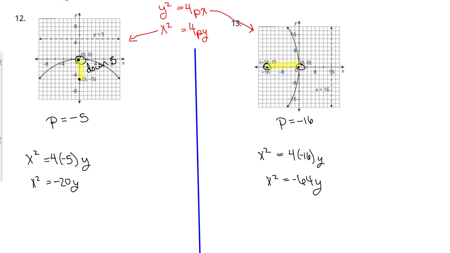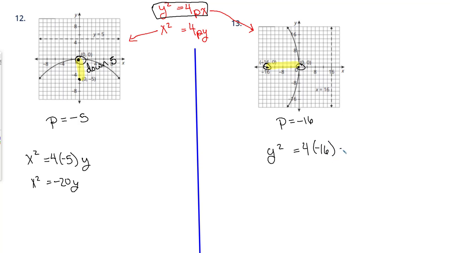Oh, gosh, yes, it will count that wrong. Which way did we open? Left and right. So that means I'm on this equation. So y squared is equal to 4 times negative 16 times x. So y squared is equal to negative 64x.